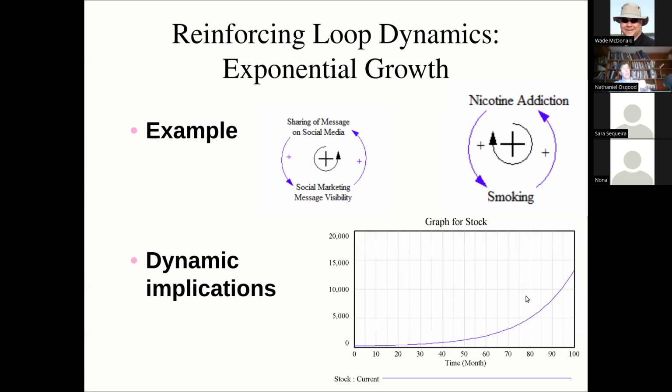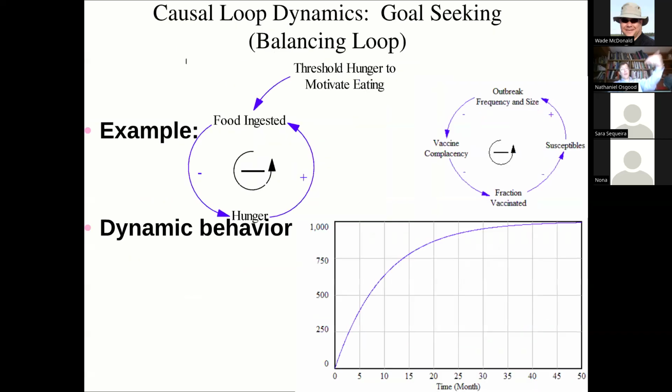It's like putting a mic too close to a speaker, and it leads to positive feedback, right? Louder and louder squeals on the mic. Negative feedback, like we saw before with food and hunger, or like we see here with vaccine complacency, tends to lead to stable behavior. It brings the system back into a balance of sorts. Whether that balance is desirable or not is another matter. But it tends to lead the system to stabilize.